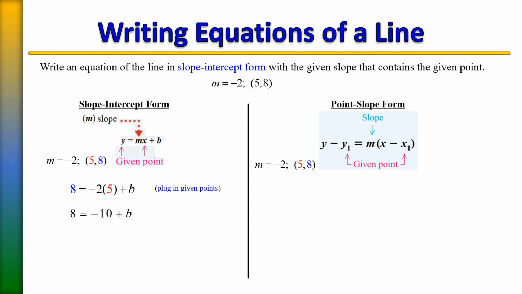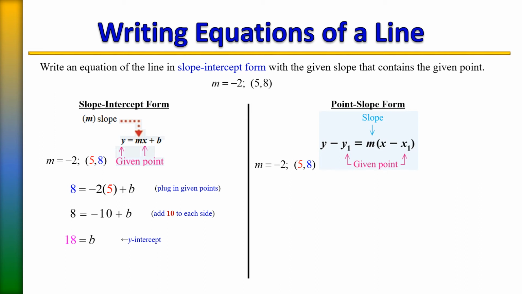One last step to getting b all by itself. Right now, -10 is on the side with b. We need to get rid of that -10. To do that, we have to do the opposite. The opposite of -10 is +10. So let's go ahead and add 10 to both sides. When we add 10 to the 8 that's on the left side, we're going to wind up with 18 on that side. So therefore, b equals 18.